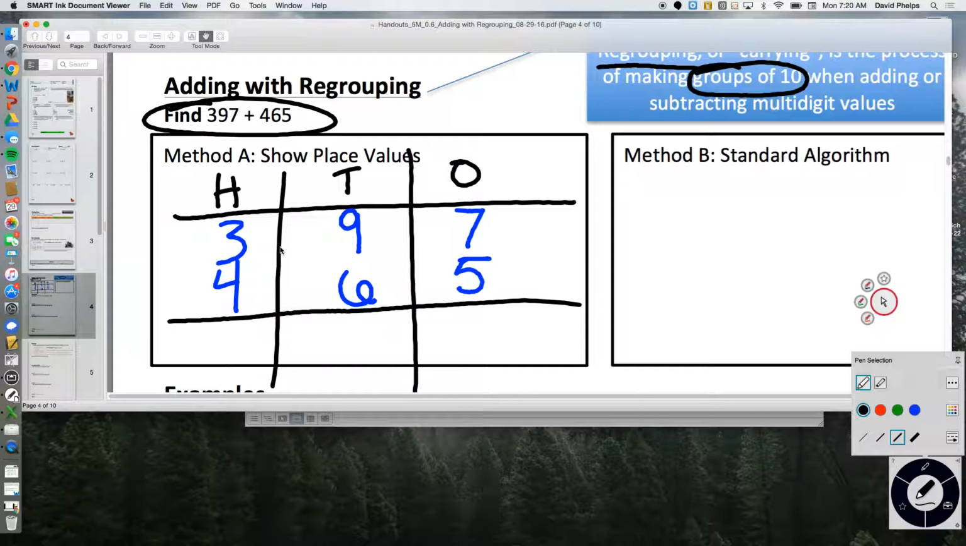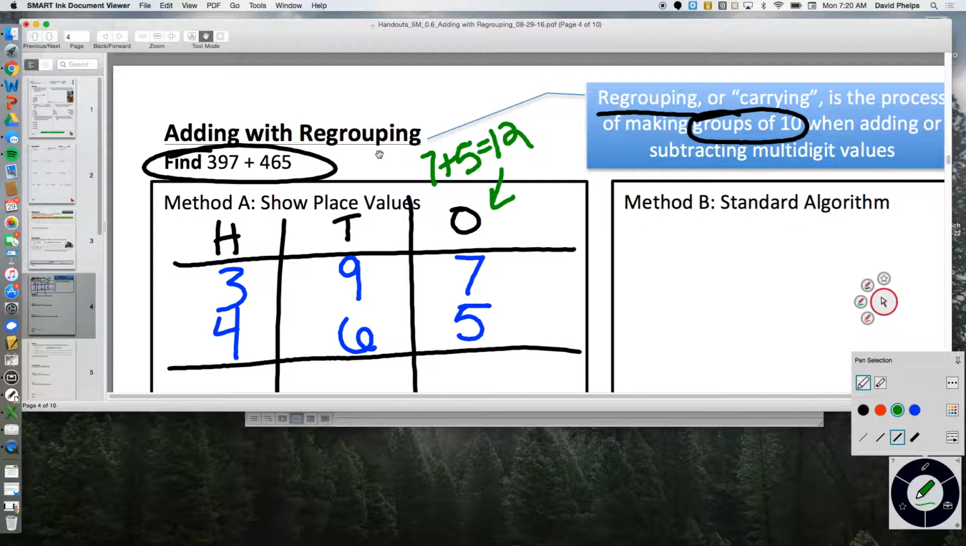We've lined up our values just like we practiced before, and now we're going to start with the smallest place value, which in this case is the ones. So we have 7 and 5 in the ones. Well, we know off to the side we can write, 7 plus 5 equals 12. So instead of just putting 12 in the ones section, let's think about the number 12. I'm going to circle that, do that on your paper.